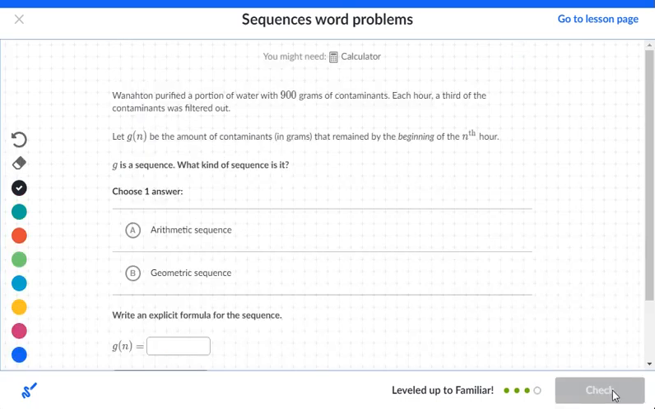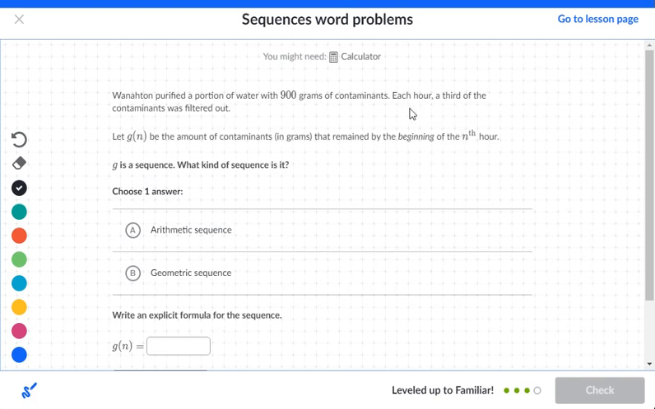Okay, Wanton purified a portion of water with 900 grams of contaminant. Each hour, a third of the contaminants were filtered out. Let G of n be the amount of contaminants in grams that remained at the beginning of the nth hour. So we want to know what's remaining. So what we're doing is removing 1/3, so we're going to have 2/3 left over, but I'll get into that a little bit more in a second.